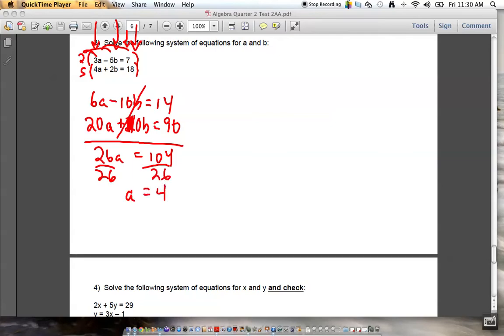Here's where a lot of kids will mess up. They stop at this particular point in time because they found a, and it's like so many equations, you always only find one answer. But with these simultaneous problems, there's always 2 variables. So in this case, you also have to go back and get b.